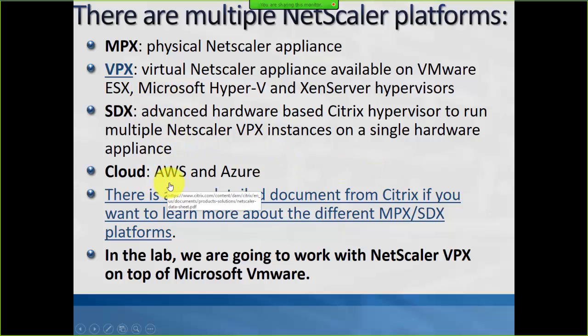Then there's the cloud: AWS for Amazon and Azure. Microsoft is offering cloud versions of your NetScaler as well. There's a very detailed document from Citrix if you want to learn more. So this is a link. In the lab, we're going for NetScaler VPX on top of a Microsoft VM.